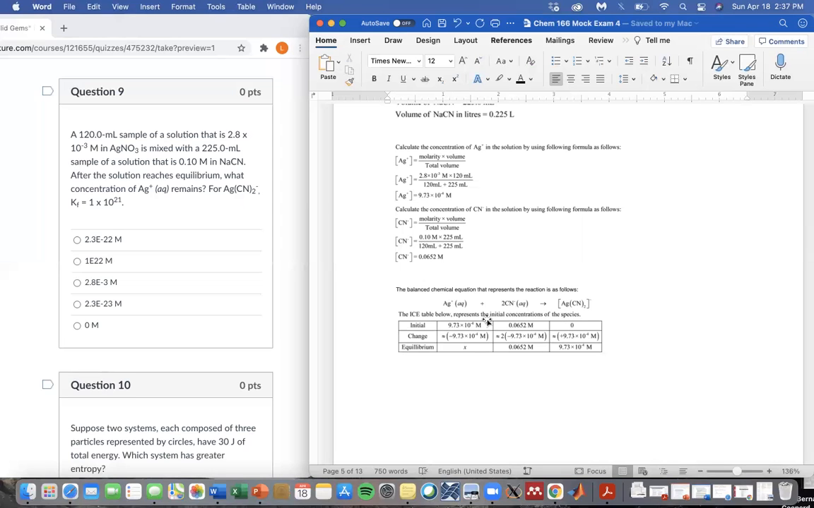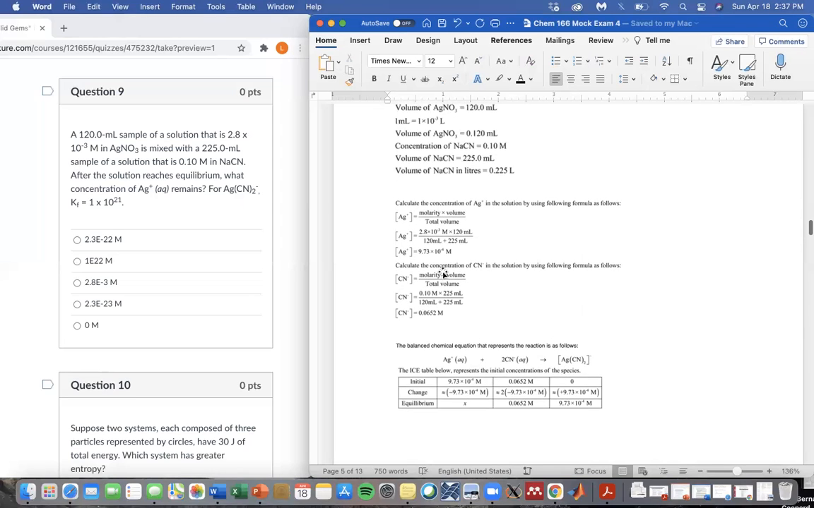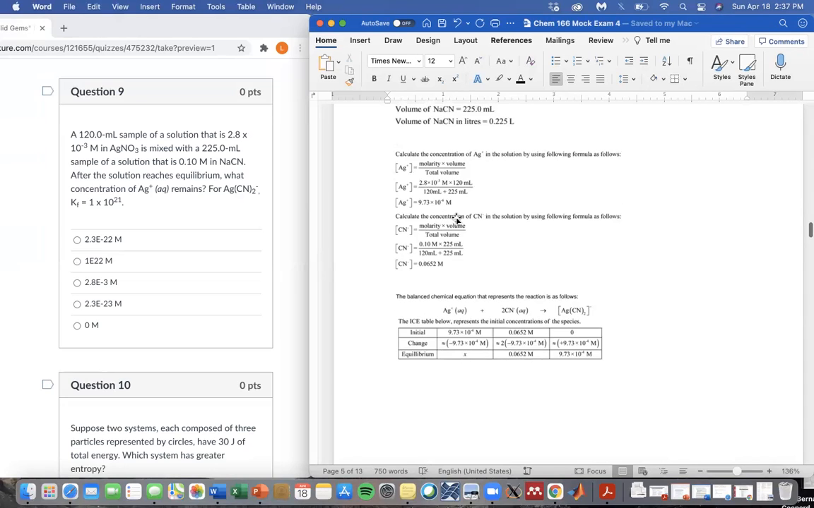And so when you start off with your concentrations here, you had to solve for your new concentrations of Ag plus and of CN minus. So you have this 9.73 times 10 to the negative fourth molar, and you have this 0.0652 molar of CN minus, but you still don't have any concentration of Ag(CN)2 minus, so it's just a 0 there. And so you have to determine what the limiting reactant is here. So which value is the limiting reactant, the silver or the cyanide?